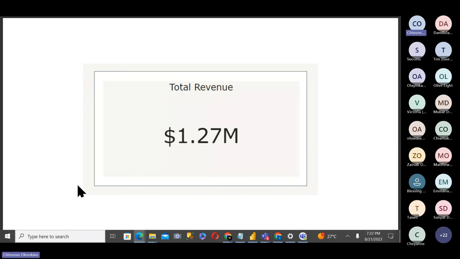Let me hint about what I said, context. Now, context is you providing, apart from what I see, how can I compare this to something? How does this matter to me? In this visual you're seeing here, this is a card visual, by the way. You can see the total revenue, which is the title. You can see the number, which is 1.27 million. And you can see the currency sign, which is a dollar sign. So these are kind of like the three things you can see on this.